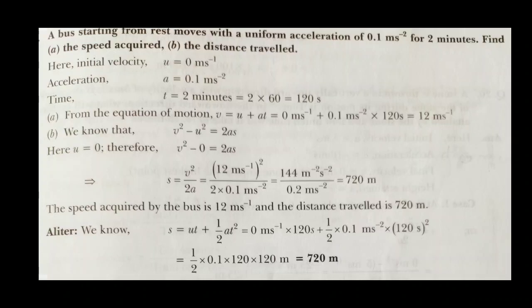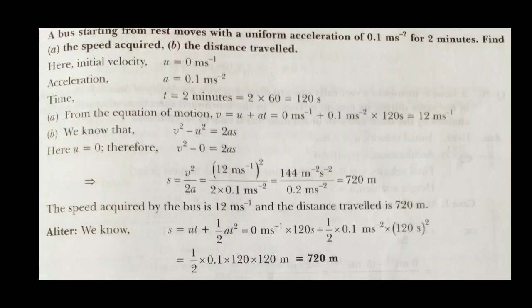So we will write the given values. Then we have to find the speed acquired, that is final velocity, and the distance traveled. Then after writing the values, next step is to check the units. All units should be in the same system. But here, as acceleration is in meter per second square, our time should also be in second. We have been given minutes, so we will convert it into seconds by multiplying it with 60. So we will get 120 second.